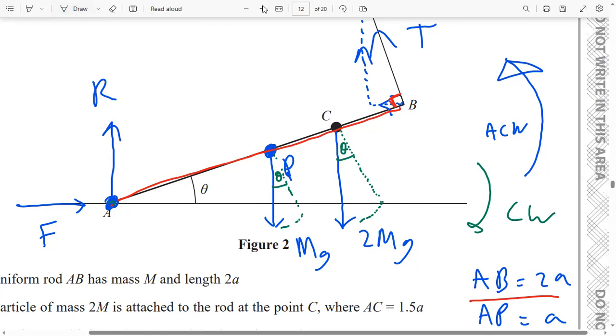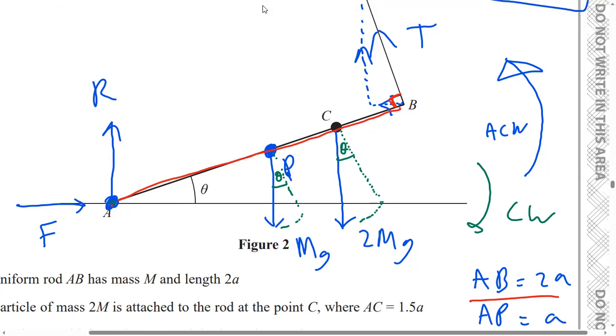So angle of theta there, angle of theta there, and then we can take components. So the component perpendicular to the rod AB, so this kind of adjacent component to the theta. With this one, it's going to be 2mg cos theta there, and with this one here, it's going to be mg cos theta there. So that's the component perpendicular to the rod.